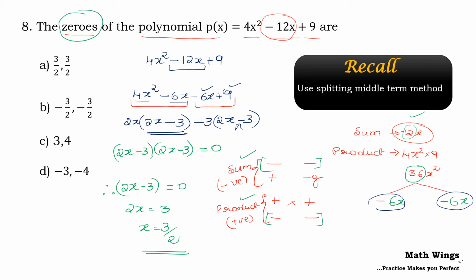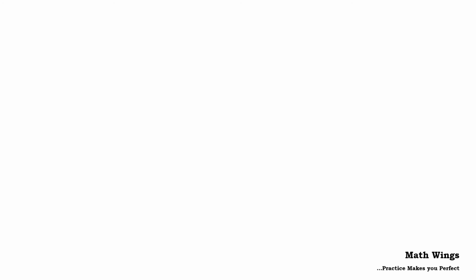Observe that here we have the same factors. Therefore, the zeros are also the same. We can write x is equal to 3 by 2 and x is equal to 3 by 2. Therefore, what are the zeros? Zeros are 3 by 2 and 3 by 2. Therefore, the answer is option A. We'll move on to the next question.